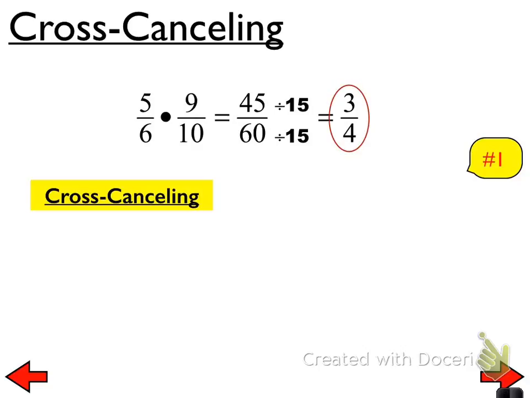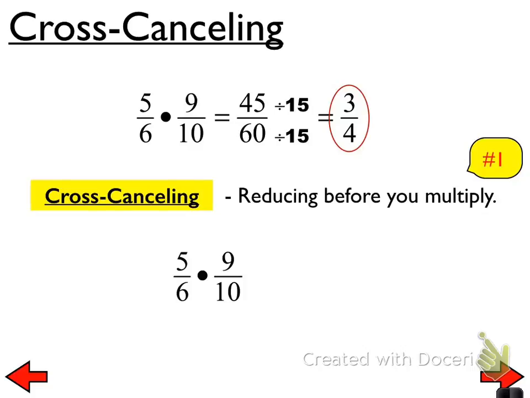But why not try cross-canceling? Cross-canceling is basically reducing before you multiply. So let me show you what that's going to look like. I'm going to look at the numbers across from each other to see if they have a factor in common that I can reduce out. So here, I'm noticing 5 and 10 both have a factor of 5 I can reduce. So 5 divided by 5 is 1. 10 divided by 5 is 2. Again, I'm going to look across. 6 and 9 have a factor of 3 in common. So 6 divided by 3 becomes 2, and 9 divided by 3 becomes 3.